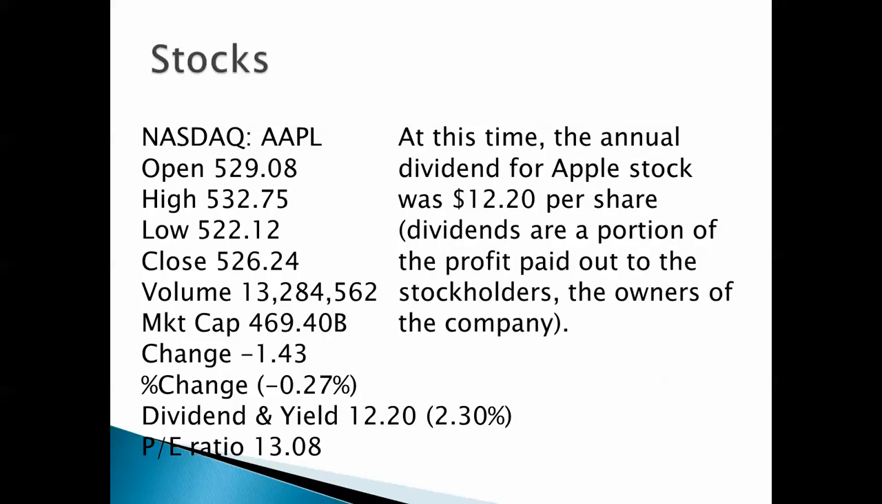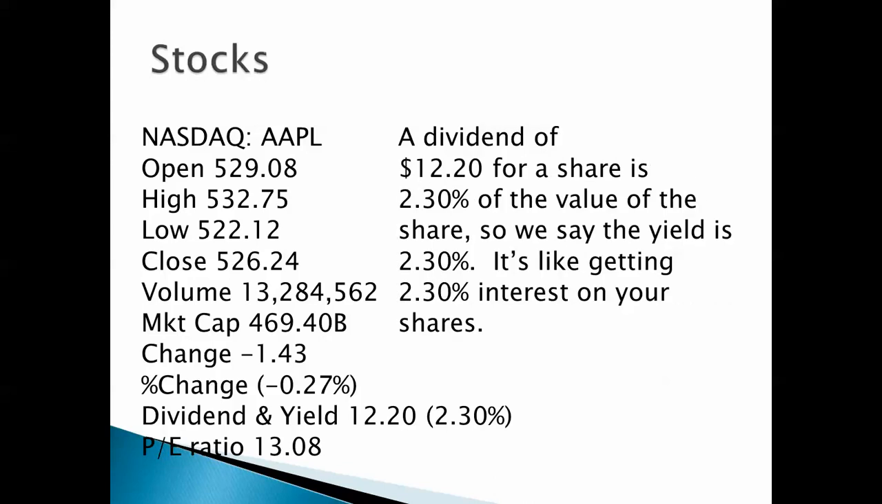At this time, the annual dividend for Apple stock was $12.20 per share. Now, dividends are a portion of the profit paid out to the stockholders, the owners of the company. After all, if a company makes a profit, it pays out that profit to the owners, and the owners are the stockholders. A dividend of $12.20 per share is 2.3% of the value of the share. So we say the yield is 2.3%. It's like getting 2.3% interest on our shares.